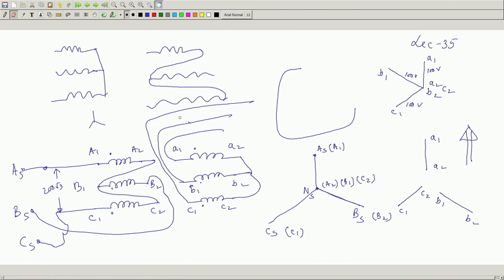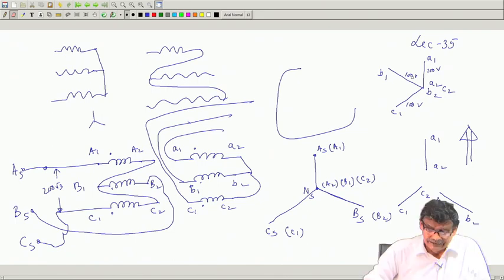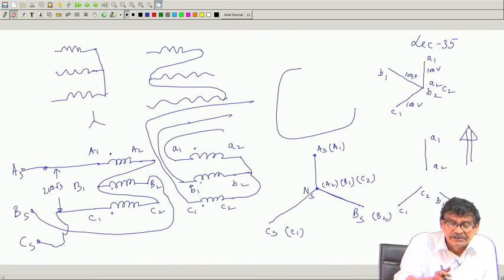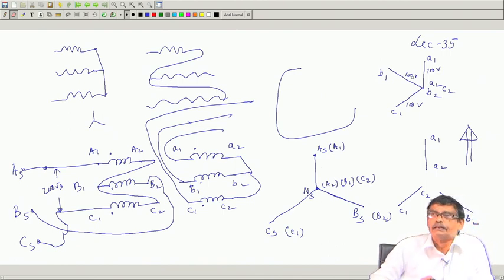Is he going to get a balanced 3-phase voltage? Answer is no. You get some 3 terminals, the voltage of each phase looks the same, but they are not 120 degree apart. So, a balanced 3-phase voltage you are not getting. Therefore, just from the definition of star connections of passive elements, one should not proceed in a 3-phase transformer connection.